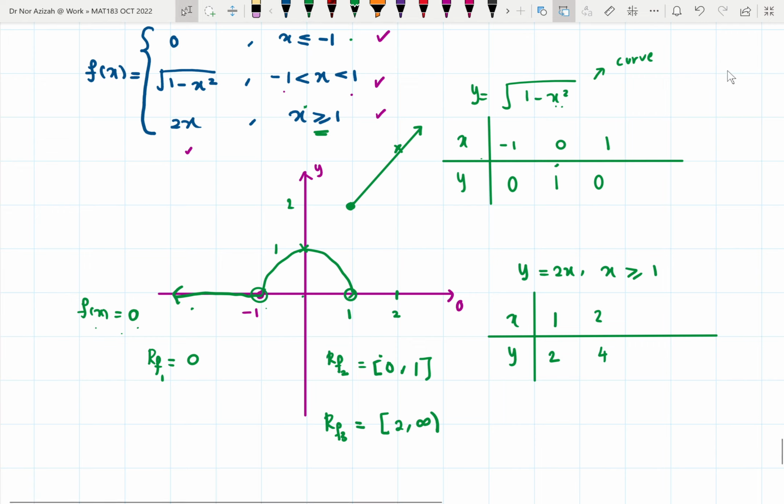Okay, so I stop here. So that's all for the domain and range of a function. So we have polynomial function, radical function, absolute function, rational function, and the last one is piecewise function.